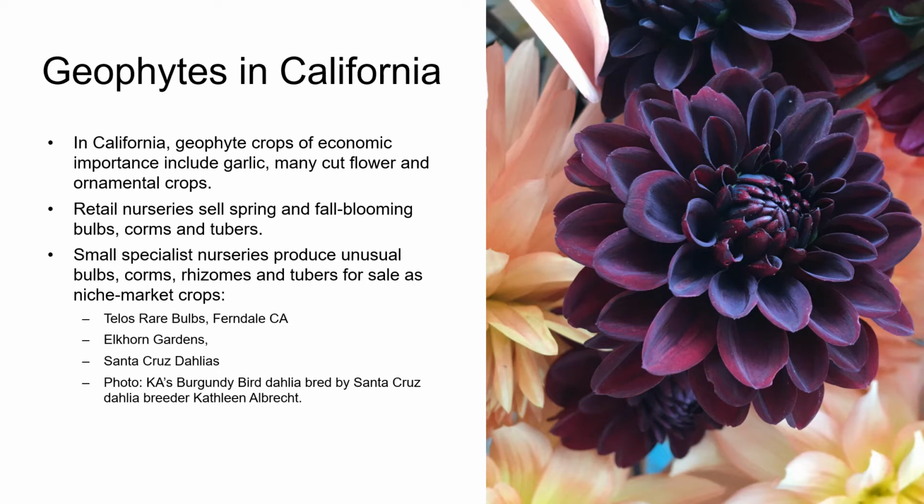Retail nurseries also sell fall and spring blooming bulbs, and most of these have been grown in large, highly mechanized operations in the Netherlands, but some have also been grown on the East Coast in the US and in the Pacific Northwest. There are some small specialty growers in California and the US of unusual and hard to find bulbs and corms that you typically can't find in large growers' catalogs because it's just not economically viable for them to produce small crops of niche market plants.